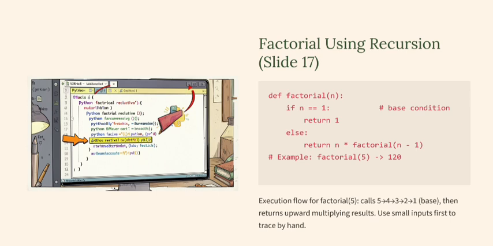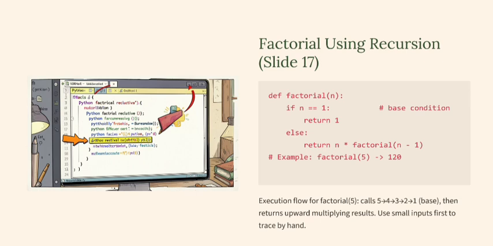Okay, so factorial using recursion. The function structure is define factorial n. First we check if n is equal to 1. This is our base condition. When n becomes 1, we stop recursion and return 1. Otherwise return n into factorial n minus 1. This is the recursive call. The function calls itself with a smaller value.